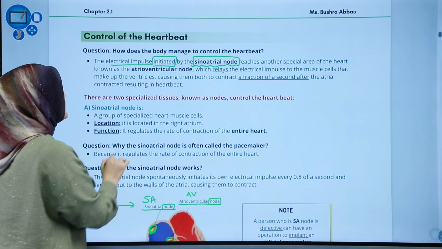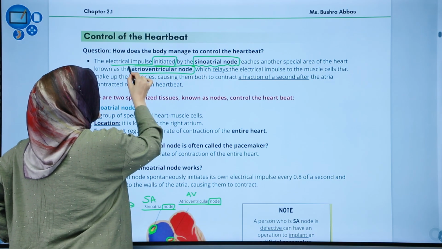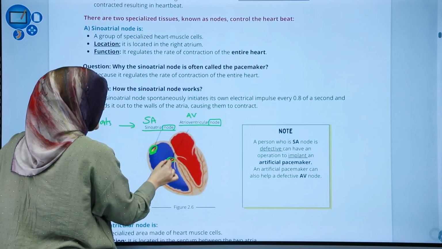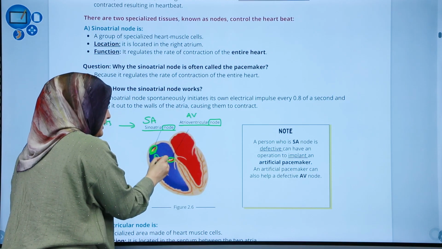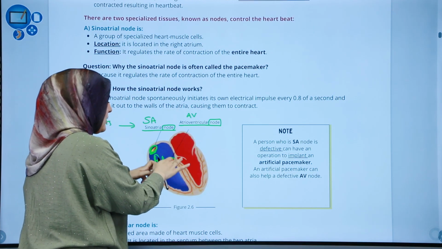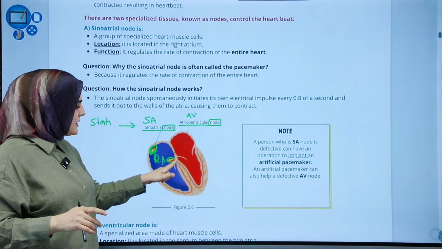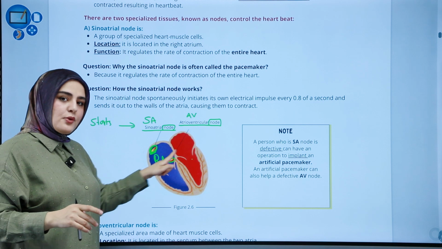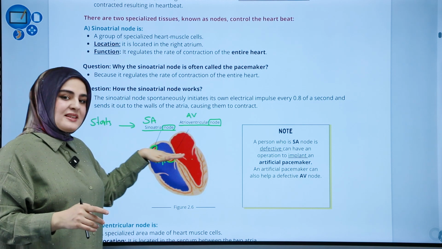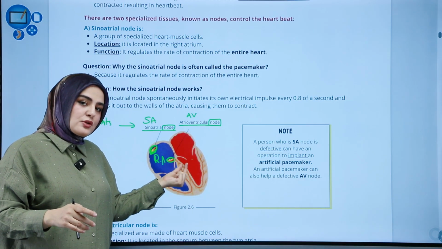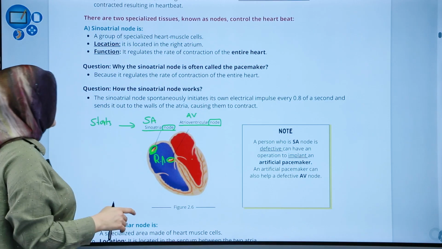And then it goes to another area called the atrioventricular node, which is here. The sinoatrial node is located in the right atrium, while how we describe the AV is not the same. We're going to say it's in the septum between both atria. It's on top of the ventricle, it's not below it. So in the septum between both atria, we have the AV node, while in the right atrium, we have SA.